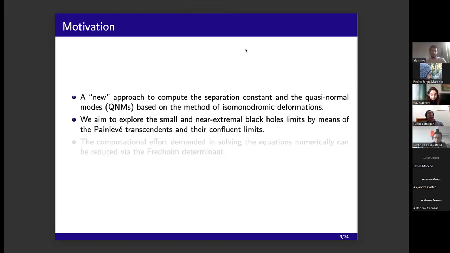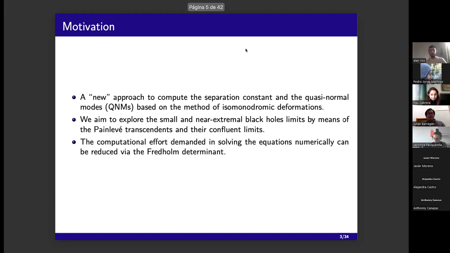Also, we can explore different black hole limits in terms of the Painlevé transcendents and the confluent limits. I won't have time to explain, but if you consider the near extremal limit of the black hole, this is related to the confluent limit of the Painlevé 6 transcendent to the Painlevé 5. And for people interested in numerical relativity, we noticed that the computational effort is reduced if, for example, we use the Fredholm determinant representation of the isomonodromic tau function.